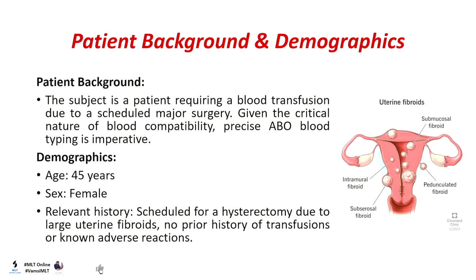Patient background and demographics. The subject is a patient who required a blood transfusion due to scheduled major surgery. Given the critical nature of blood compatibility, precise ABO group typing is imperative. The patient is a 45-year-old woman scheduled for a hysterectomy due to large uterine fibroids. No prior history of transfusions or known adverse reactions has been observed.